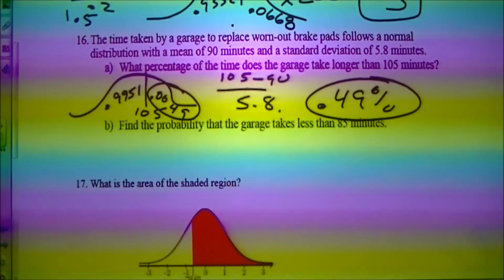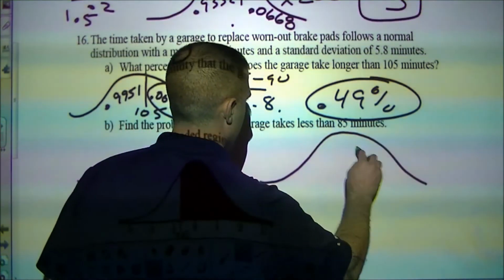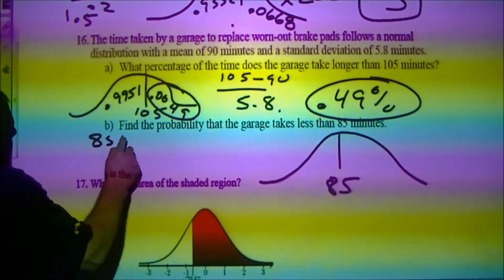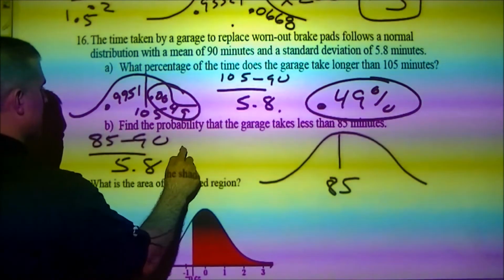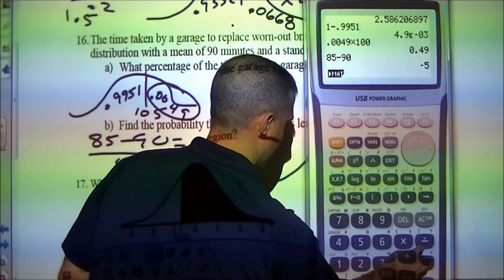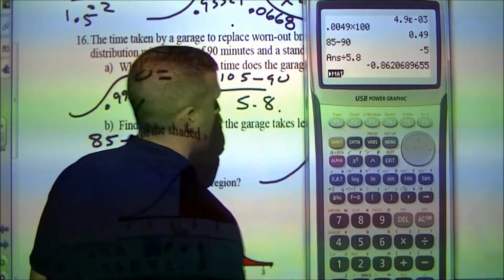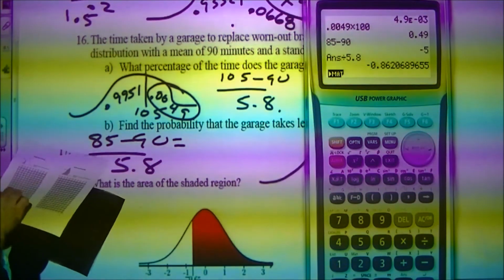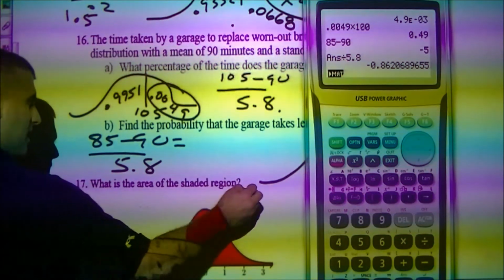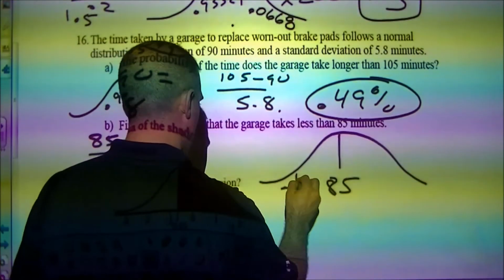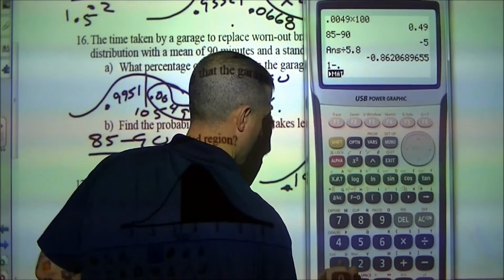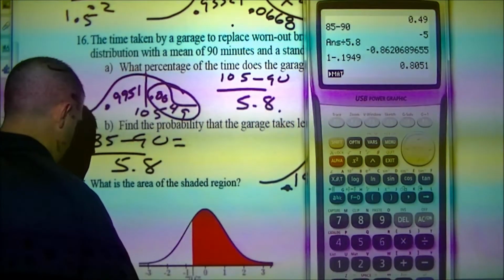Find the probability the garage takes less than 85. So I'm doing 85 minus 90 divided by 5.8, and I get negative 0.86. Negative 0.86 will take me to 0.949. If I needed to find the other side, it is going to be 0.805.